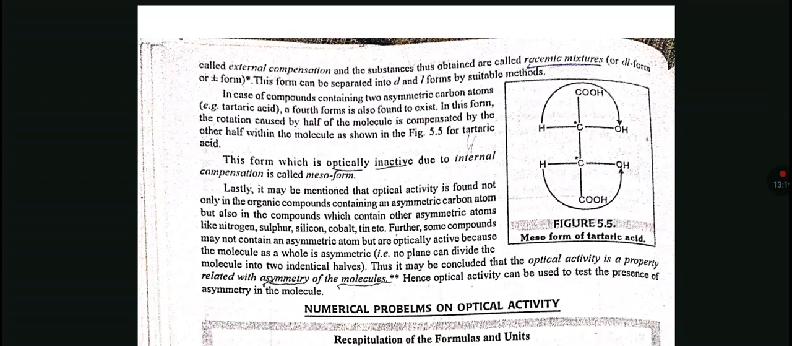In the case of compounds containing two asymmetric carbon atoms, for example tartaric acid, a fourth form is also found to exist. In this form, the rotation caused by half of the molecule is compensated by the other half within the molecule, as shown in figure 5.5 for tartaric acid. This form, which is optically inactive due to internal compensation, is called the meso form.